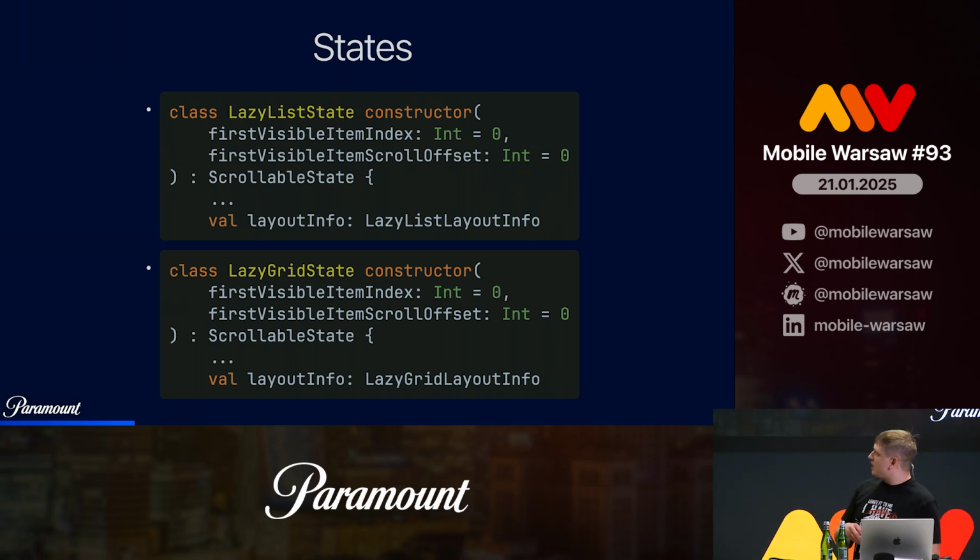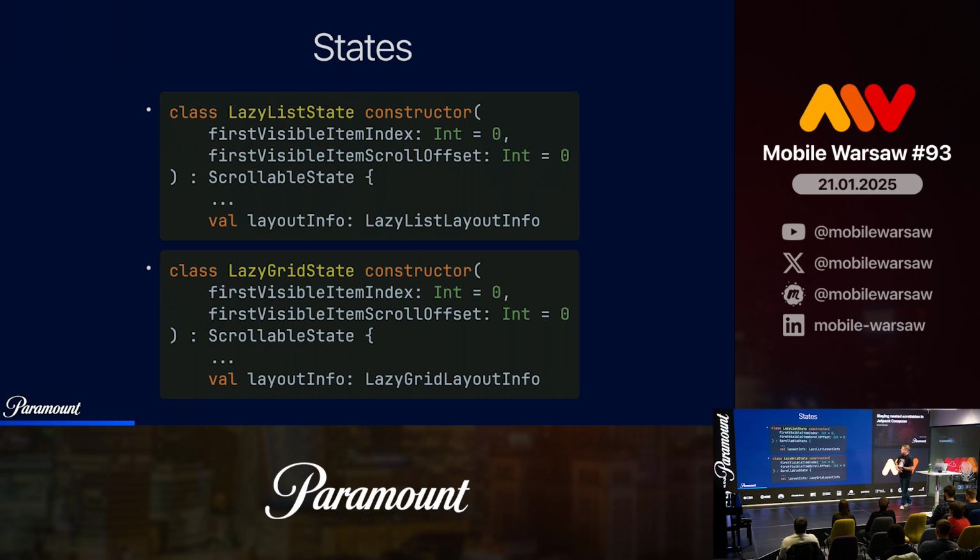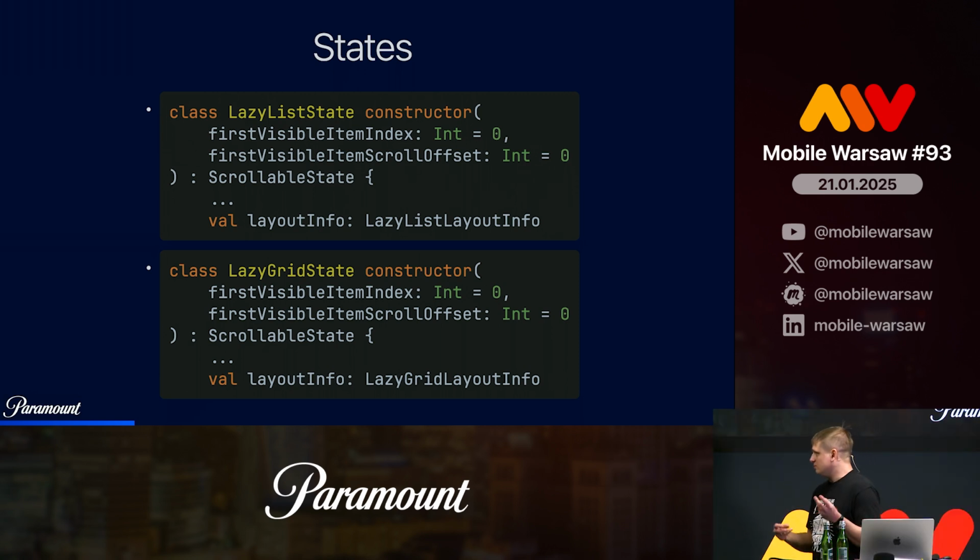As you can see here, they're both having a layout info field. This field is granting us information about what items are currently visible to the user, what is the first visible item index, and so on and so forth. Many important things that we might be interested in soon.